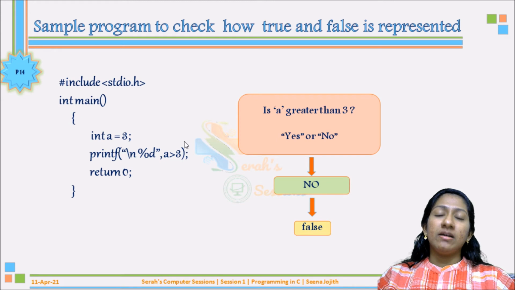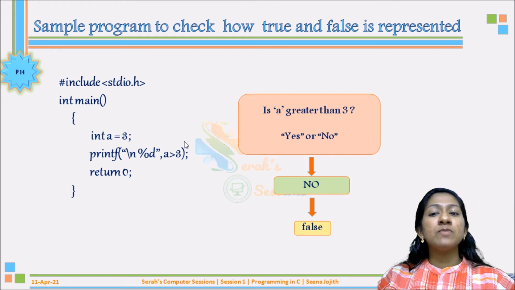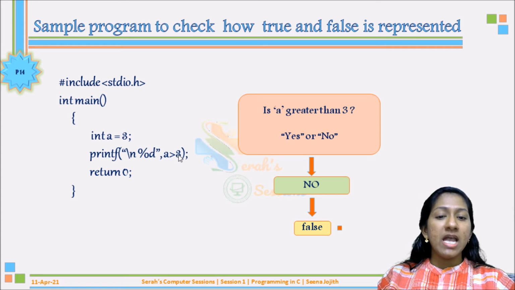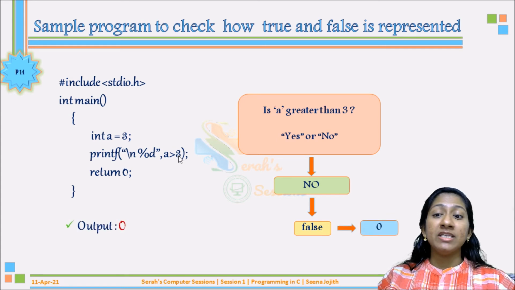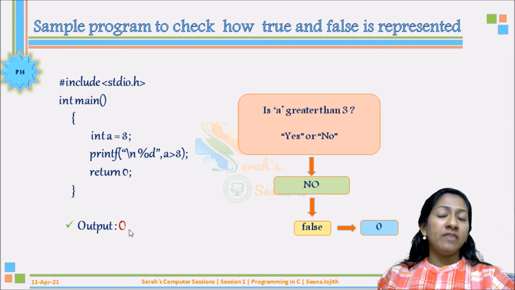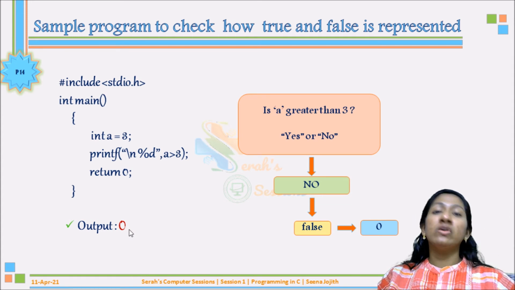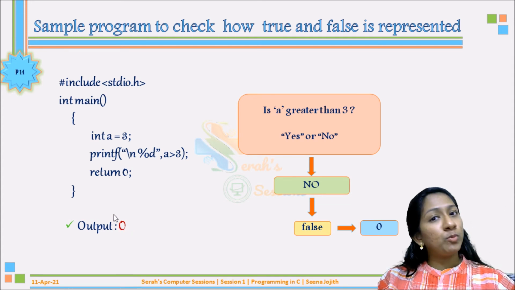So since the answer is no, the compiler will evaluate this particular expression to false, and the output will be displayed as 0. You can give this simple program in your IDE and check for the result. The output will be 0.